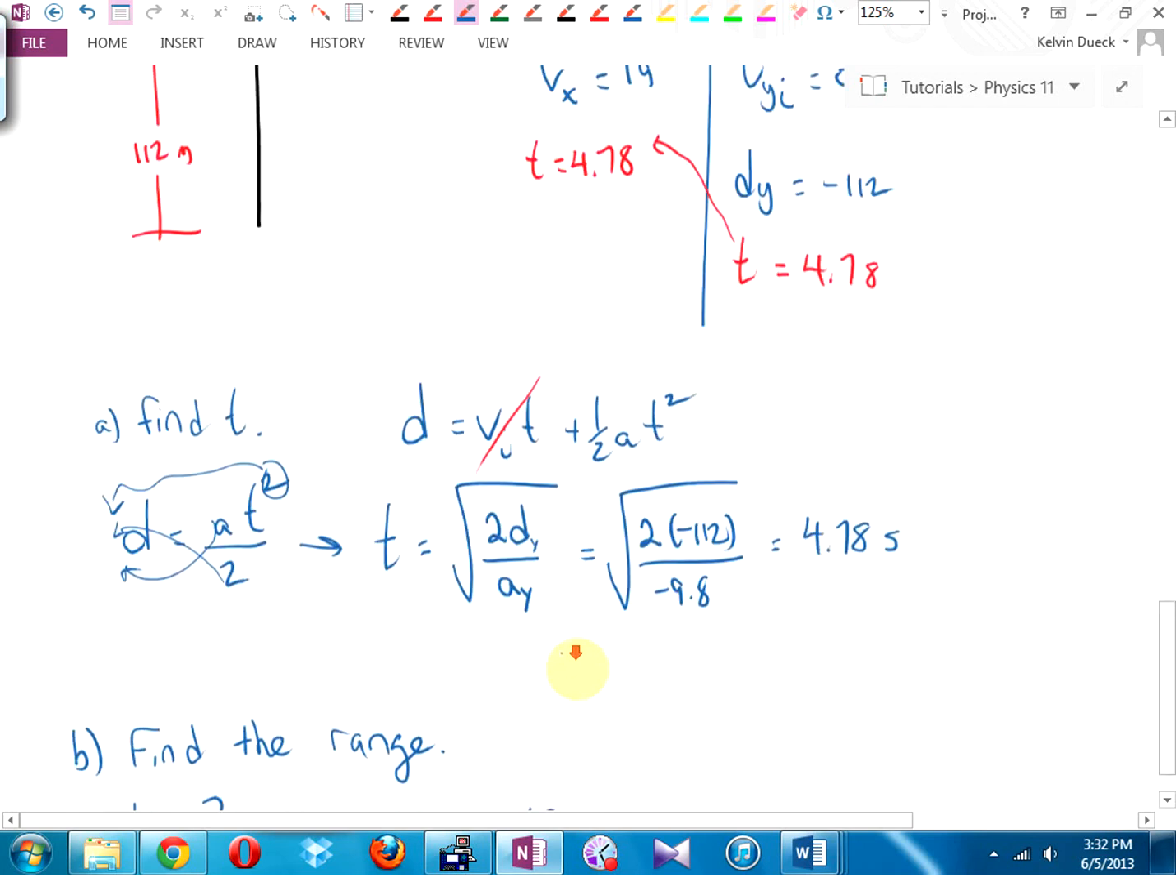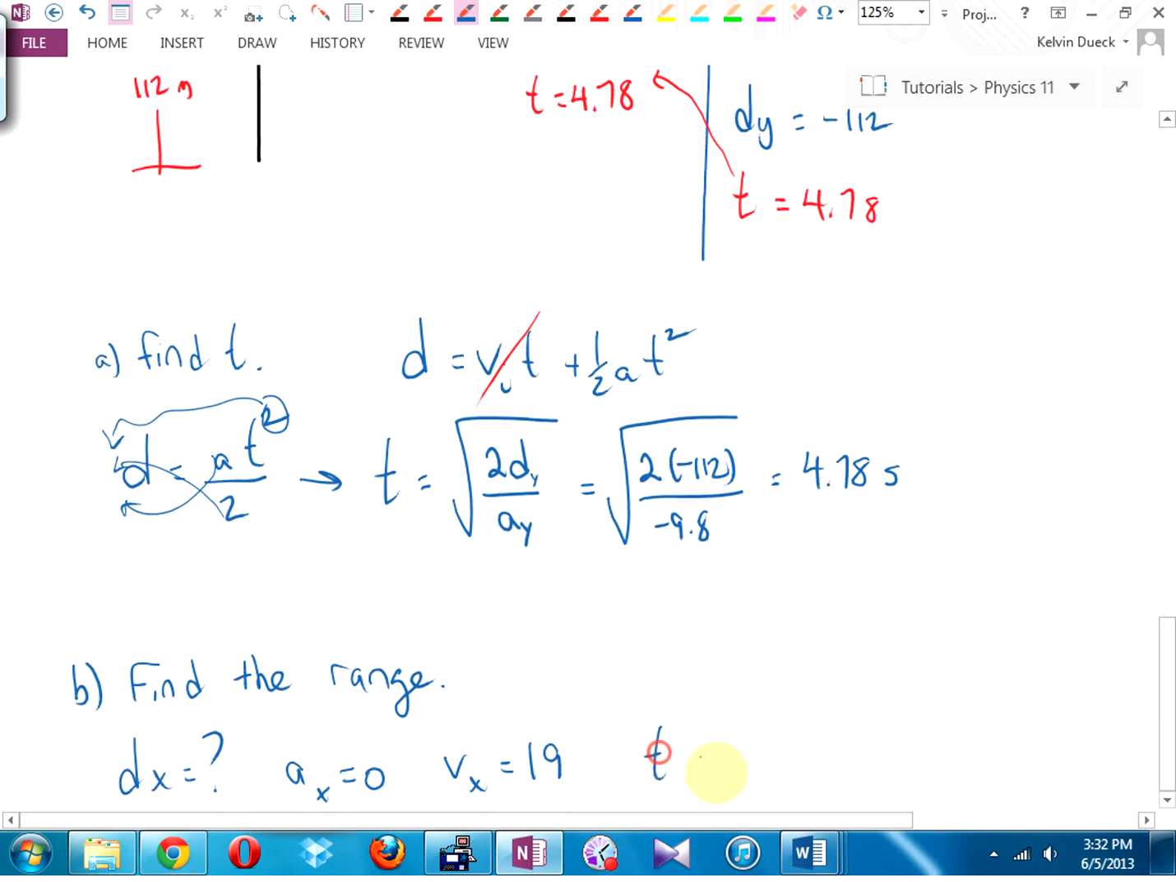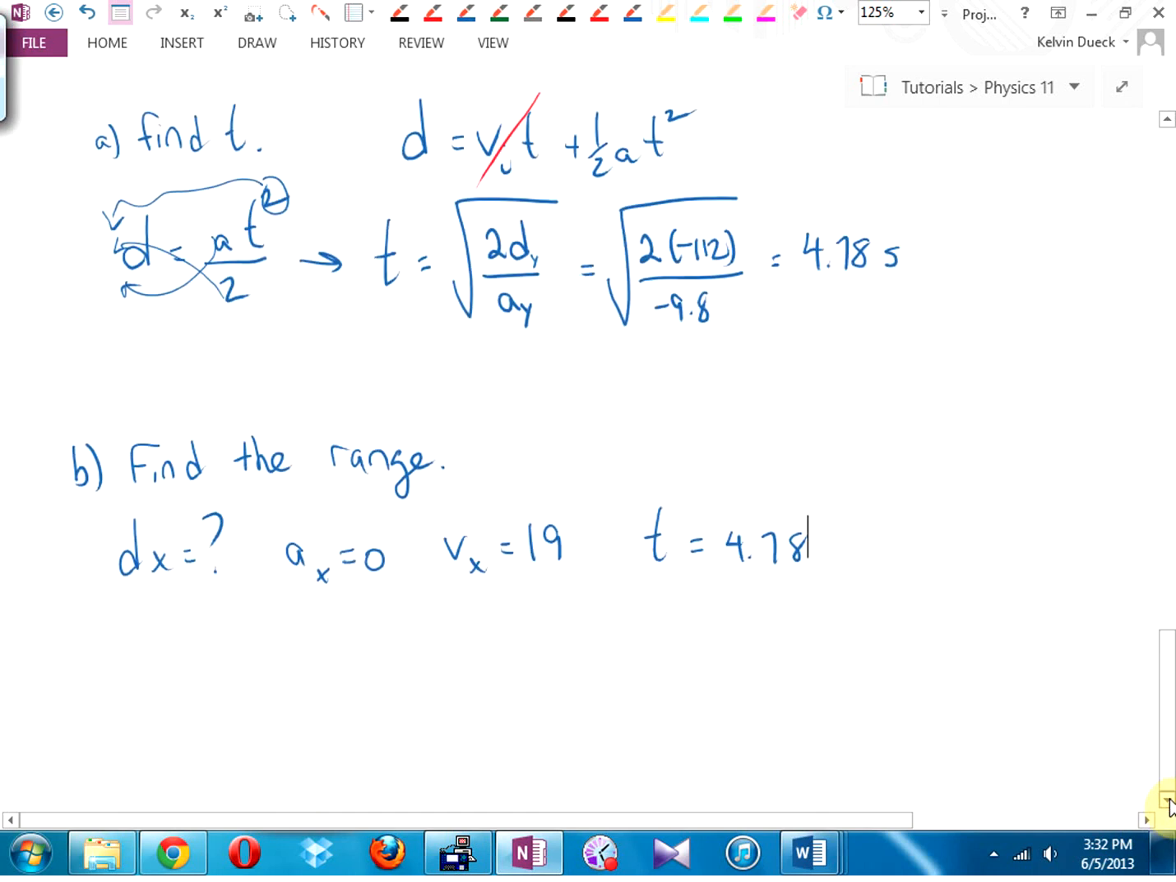Was it 19? Yes, it was. Oh, and t is 4.78. So I'm looking for an equation that has d, v, a, and t. And by the way, you'll notice I didn't bother putting an initial right here, because what's my acceleration horizontally? 0. You could put initial, it's not wrong. It's just, if it's not going to change, I like to remind myself that velocity is going to be the initial, and the final, and the middle, and the average, and the horizontal velocity is not going to change. Which equation am I going to use here?